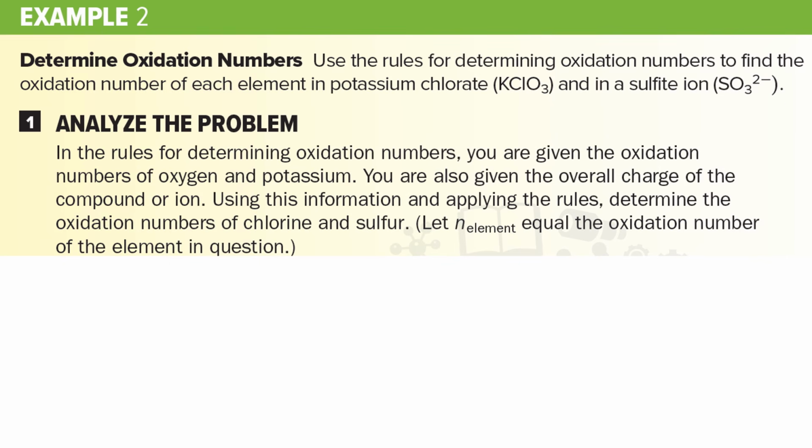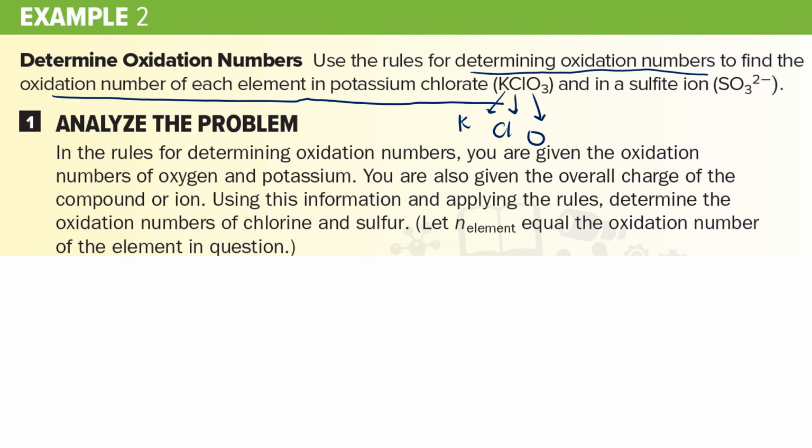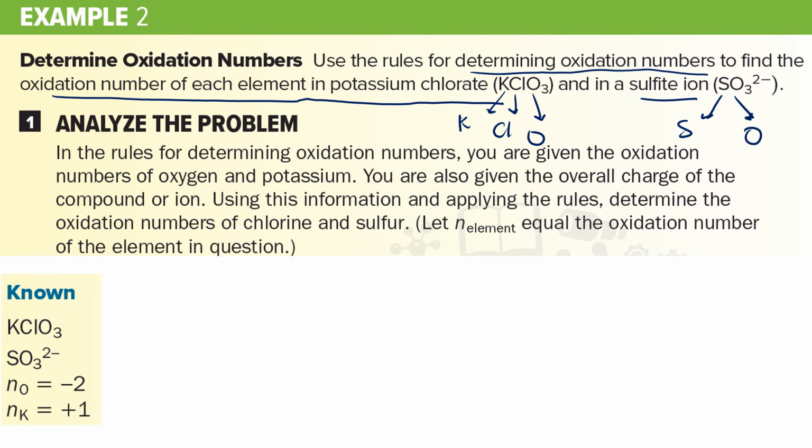Use the rules for determining oxidation numbers to find the oxidation number of each element in potassium chlorate. You have K, Cl, and O, and we need to know the oxidation number of every element. So what do we know? Remember I told you, in one of the rules in the table, oxygen is always -2 except in the compound H2O2, where the oxidation number is -1. So here it is -2.